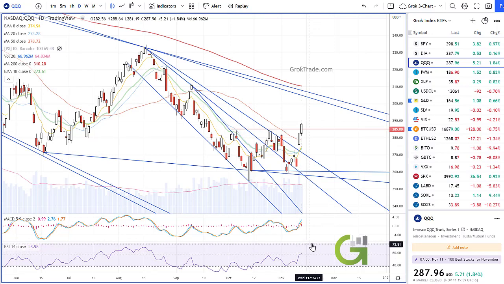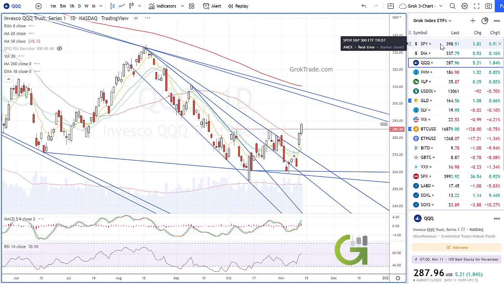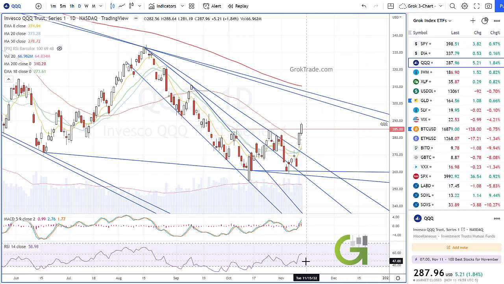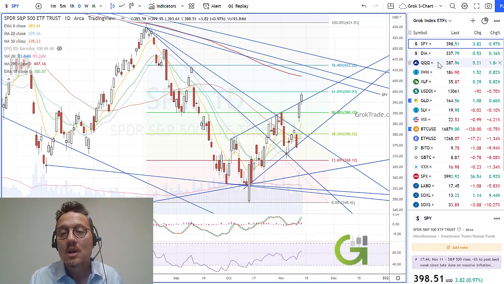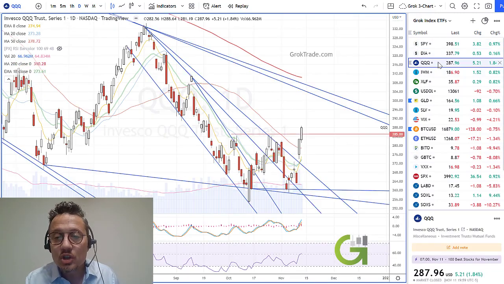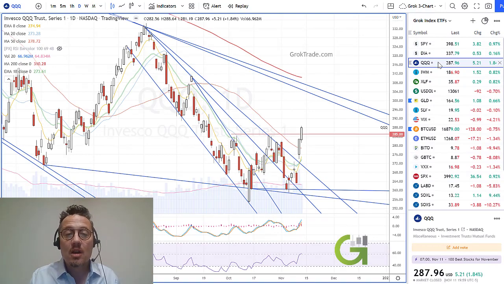RSI isn't even extended yet. And if I go back here to the Spiders, RSI, we're not extended. We're only at 60 now. We're really not extended on relative strength indications. But that's on the Qs. If I go to the Spiders and do this, it's not overextended yet. We're up there, but we're just not overextended. So all right, Qs. Now everything looks like it's up and away.